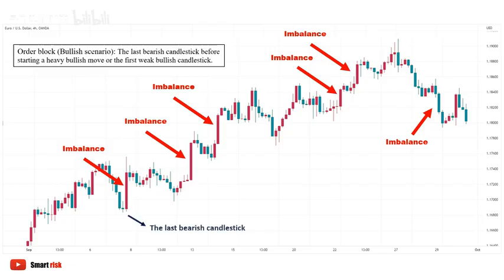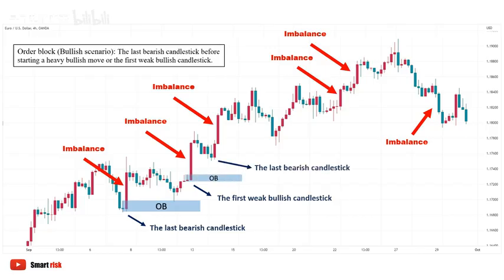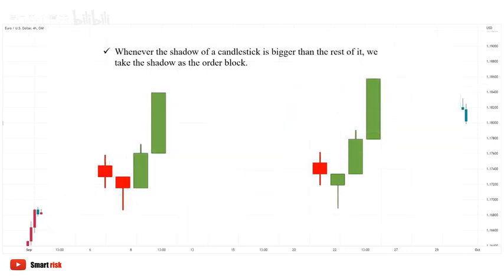Here, we see a bearish candle before a big move, so we point it out. Here, we have a weak bullish candle before a big move, so again we highlight it. Again, a bearish candle before a big bullish move. And the rest, just like the others. Keep in mind that, whenever the shadow of a candlestick is bigger than the rest of it, we take the shadow as the zone of our order block.